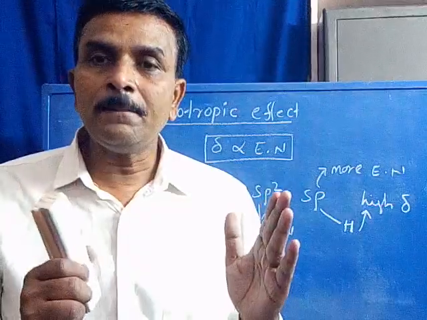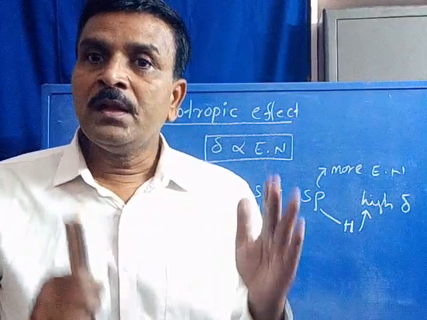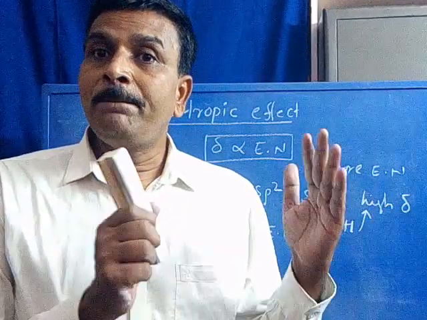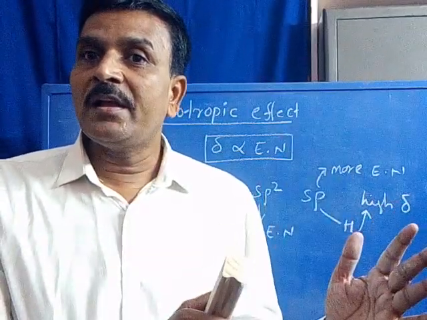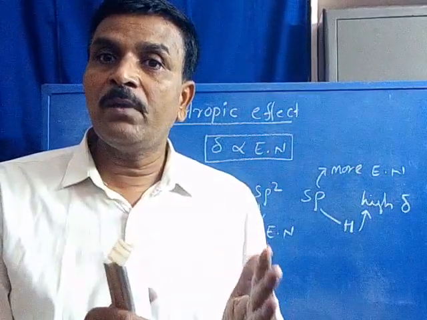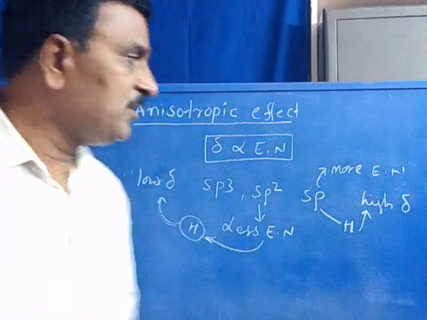But practically, the protons attached to sp hybridized carbon appear at lower delta value, whereas the protons attached to sp2 hybridized carbon appear at higher delta value. This is quite reverse.